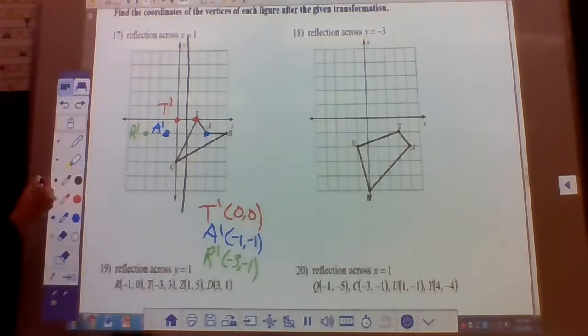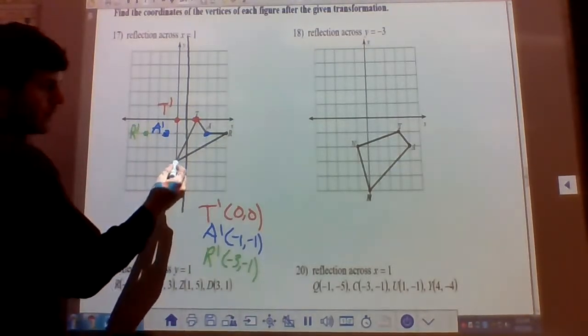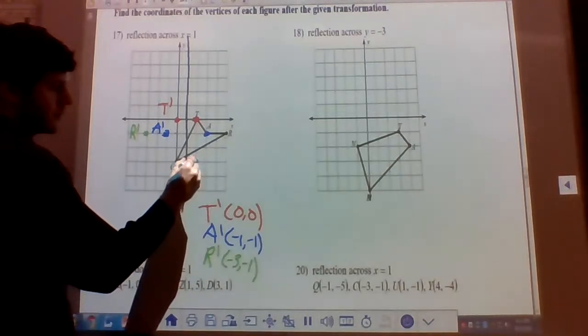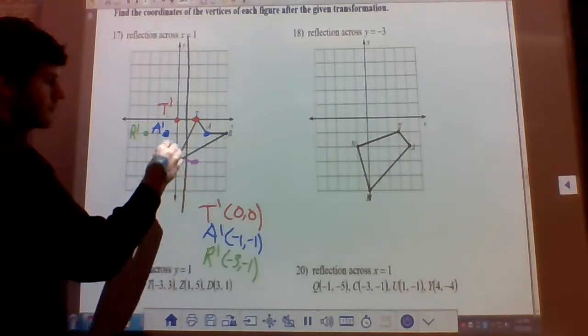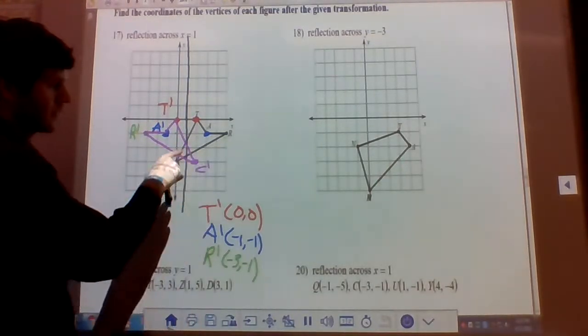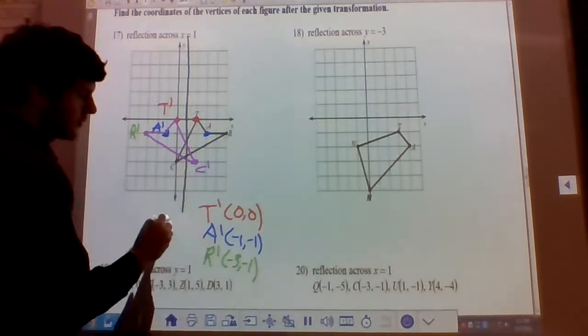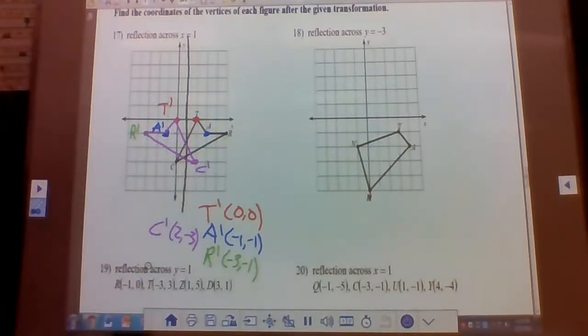And then the last point here is C. C is on the line. No, C is 1 to the left, so C prime is going to be 1 to the right. So that's going to make it 2, -3. Okay, that's what our image is going to look like.